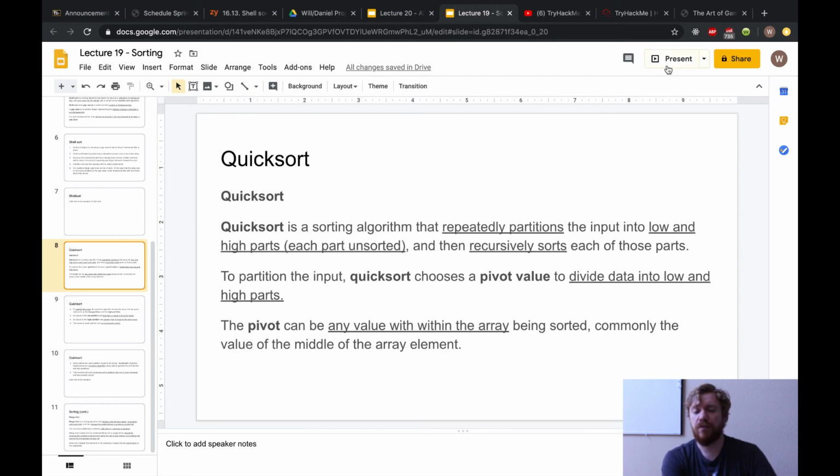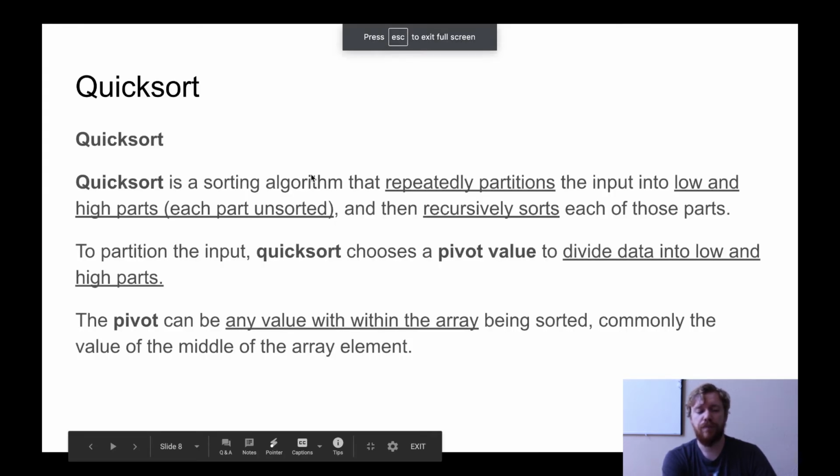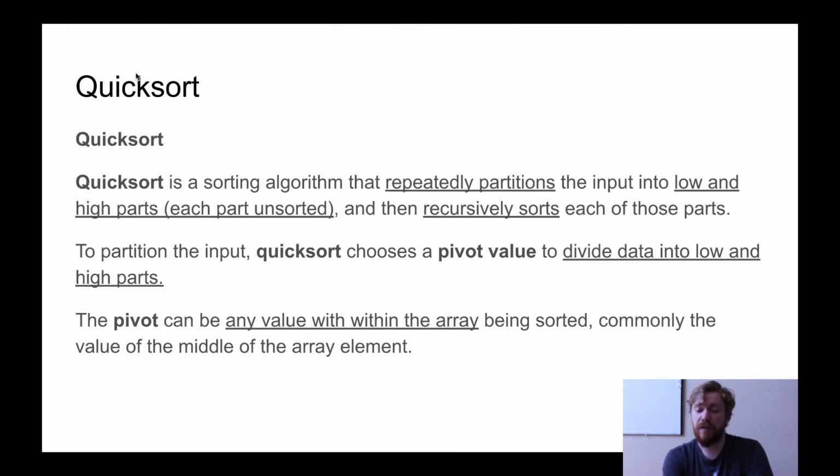So the next sorting algorithm is quicksort. Quicksort is a sorting algorithm that repeatedly partitions the input, which is once again an array of unsorted elements, into a low and high part. And each of those parts is unsorted. Then what it's going to do is recursively, so here's where a use of recursion comes in. It then recursively sorts each of those parts. And so the low and high parts are going to get determined by something called a pivot value.